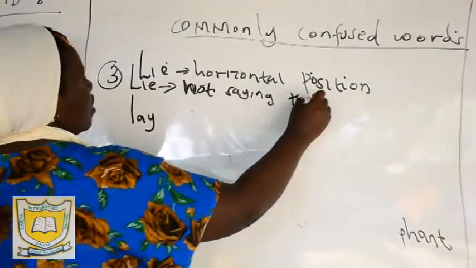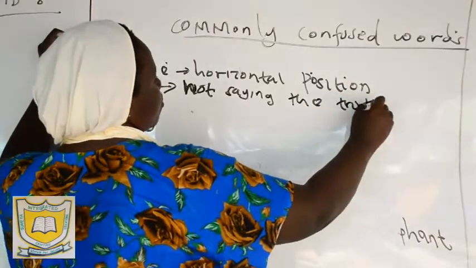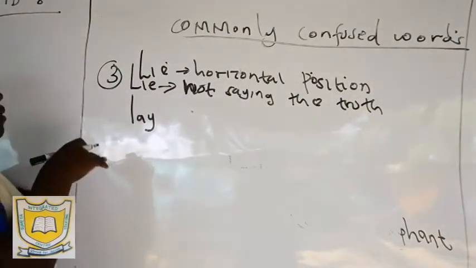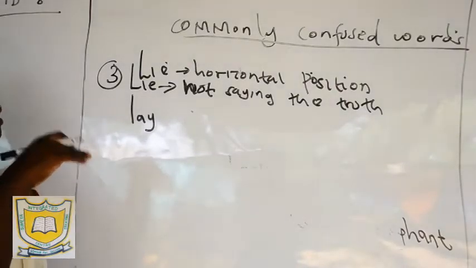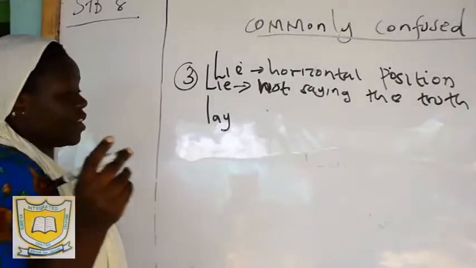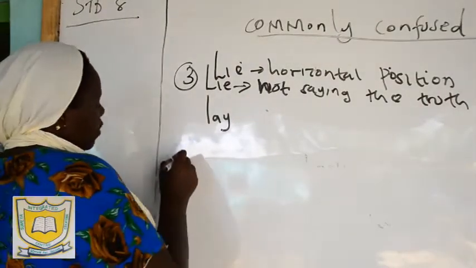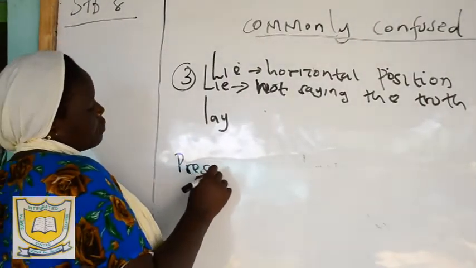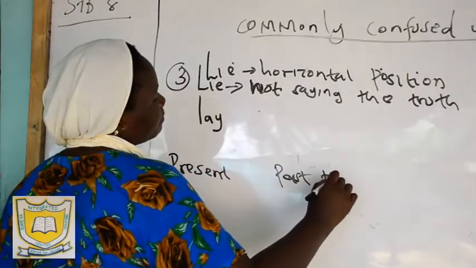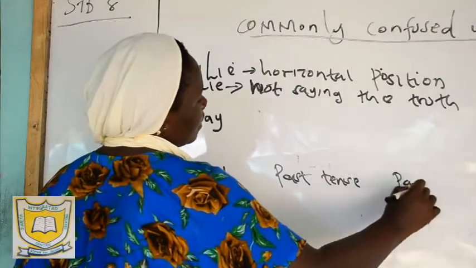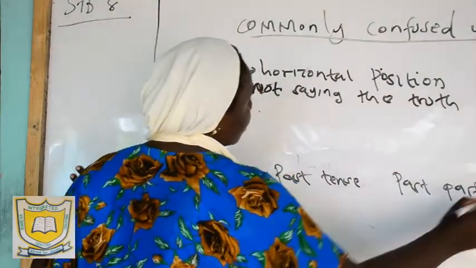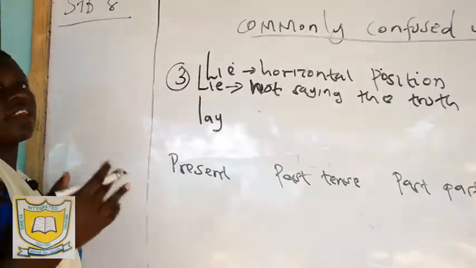You realize that when you use these words, lie in a sentence is a verb. It depends on what you are insinuating in a statement, because it has different meanings. For example, we have the present tense, the past tense, and the past participle. This is where pupils mess up. I'm going to begin with lie, which means to be in a horizontal position.